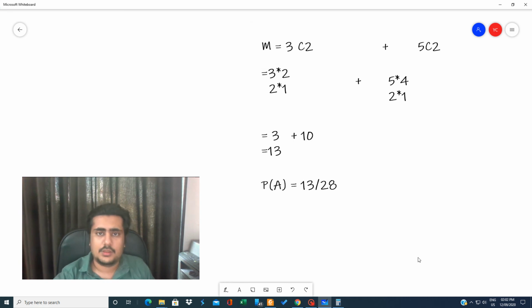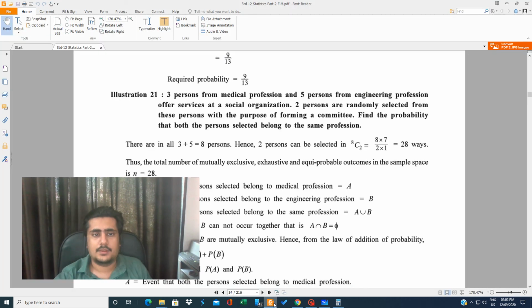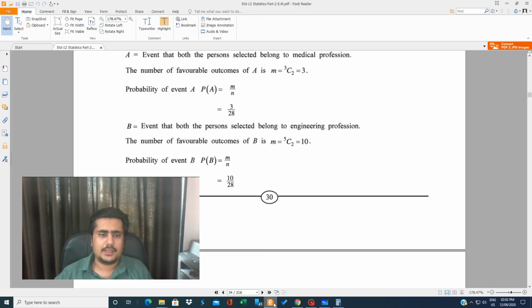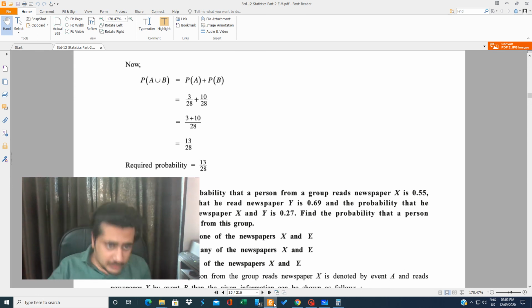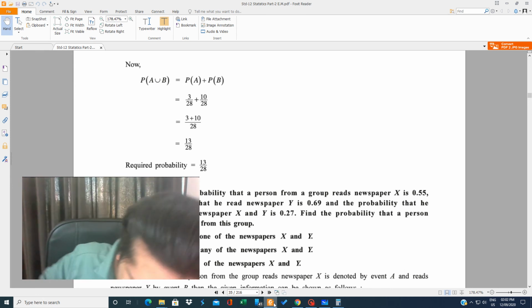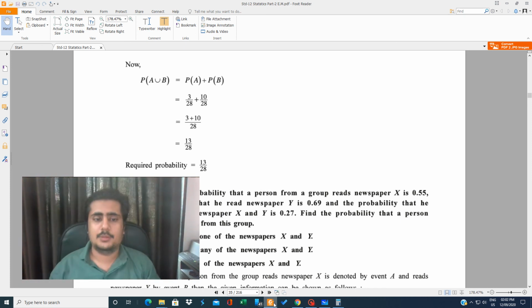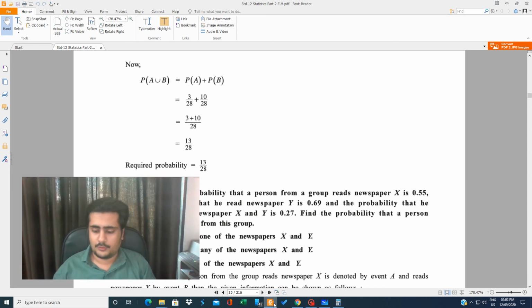We solved this illustration 20. Even in the textbook, they have solved it with a bit of complication. We have solved it in a simple, understandable way, and that is acceptable in your exam. You will get full marks for this.